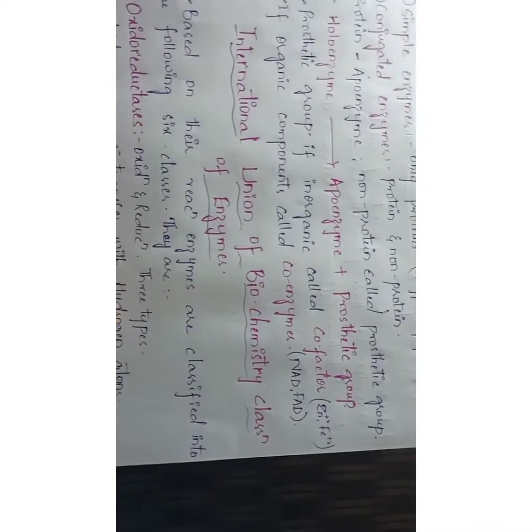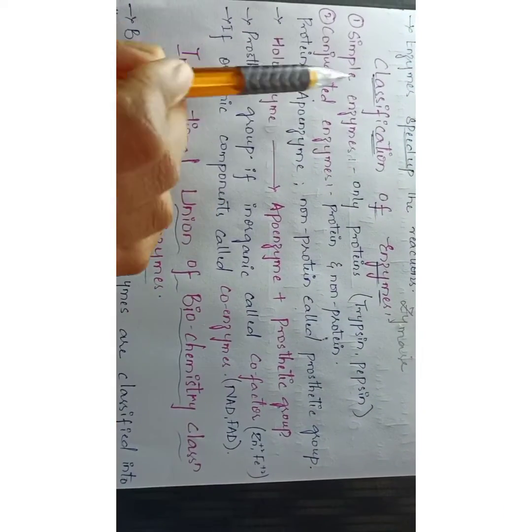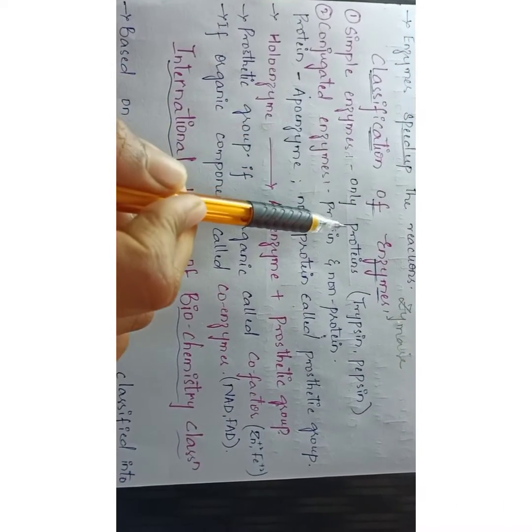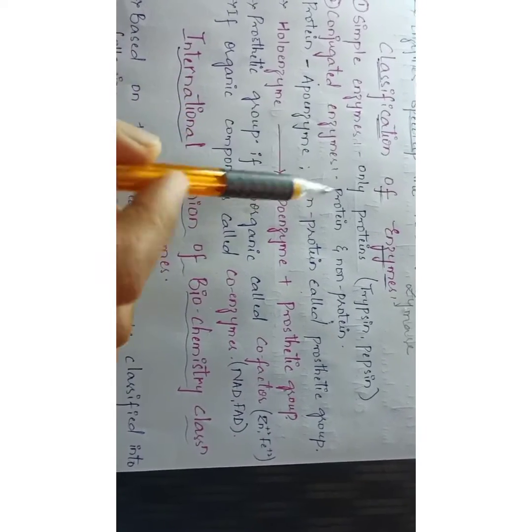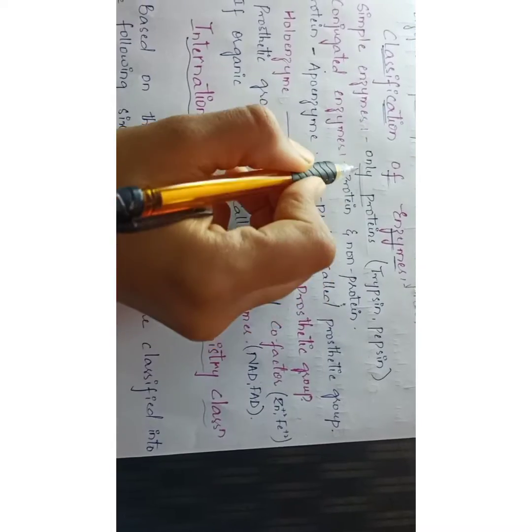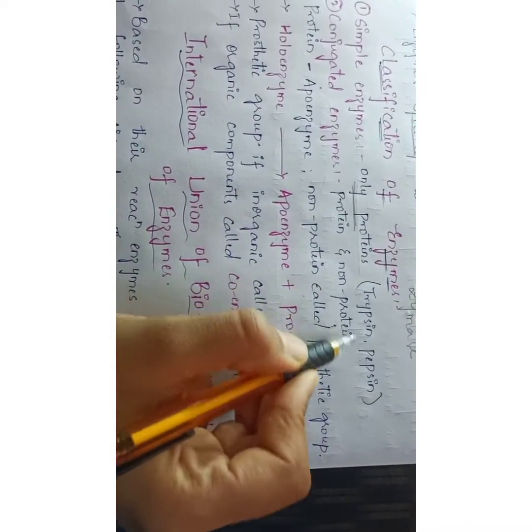Next, we have the classification of enzymes. Basically, enzymes are of two types. First are the simple enzymes, which are made up of only proteins. As we have said, all enzymes are proteins, so an enzyme which is made up of proteins only is called a simple enzyme. Examples of simple enzymes are trypsin, pepsin, etc.